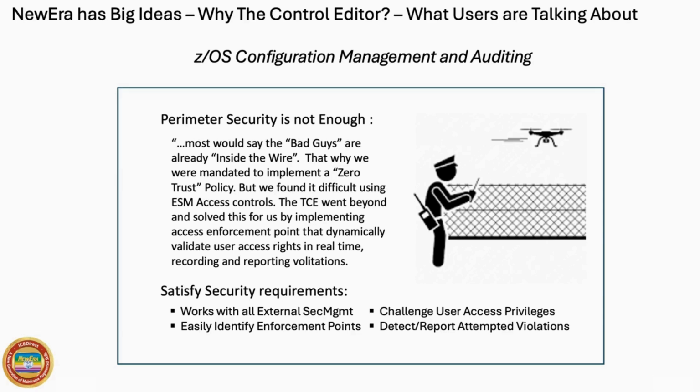And typically, those zero trust policies are difficult to implement within an external security manager environment alone. So the control editor essentially provides a solution to that problem. No need to change any of the settings in the external security manager. Just simply add control points and boundaries that can set up dynamic enforcement points that ensure that only those that have specific authorized access to specific components can gain access to them. Their access actually being validated in real time with each individual attempt. And of course, in the cases where violations are created, those are reported in real time.